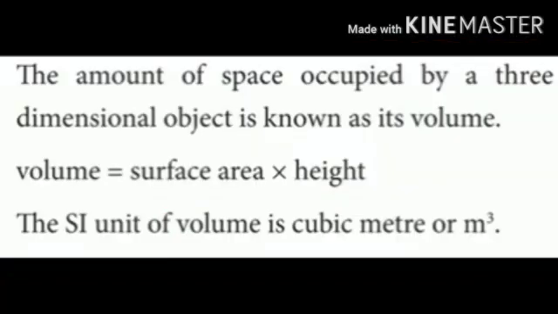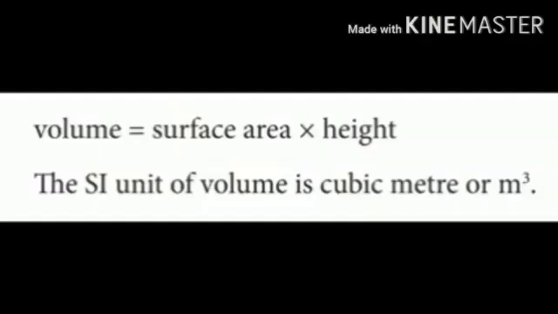Next topic, volume. Children, what do you mean by volume? Volume, otherwise called capacity. Volume is the amount of space occupied by a three-dimensional object, for example, cube, cuboid, sphere, cylinder, etc. Volume is calculated using the formula volume equals surface area into height. Therefore, the SI unit of volume is cubic meter or meter cube.